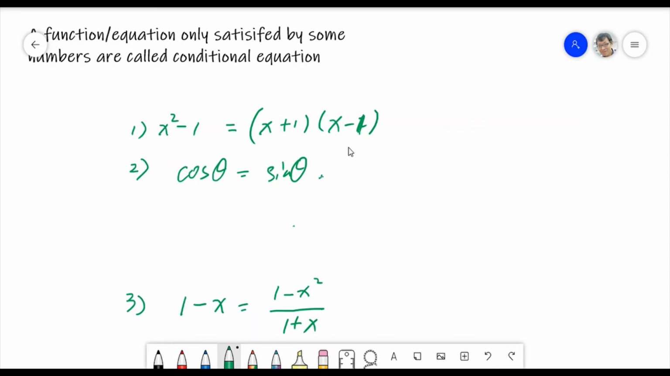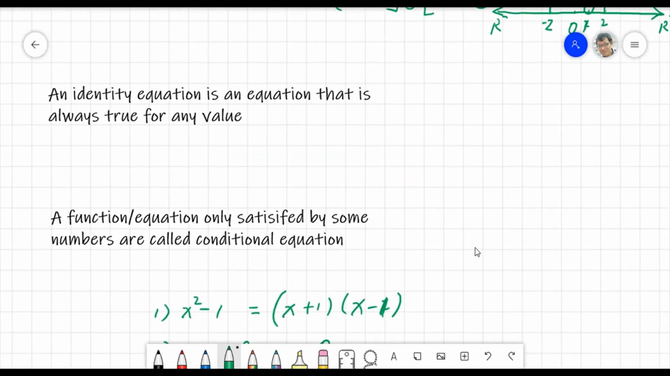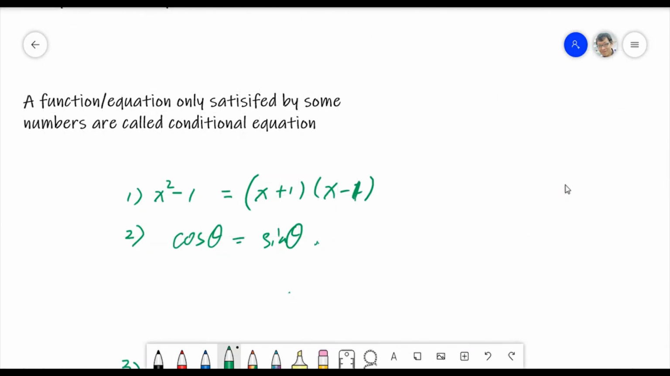I think any real number put inside, this will be universal, right? So this will be the conditional equation. No, identity, right? So identity equation. So I'm just writing them. Okay, identity equation.